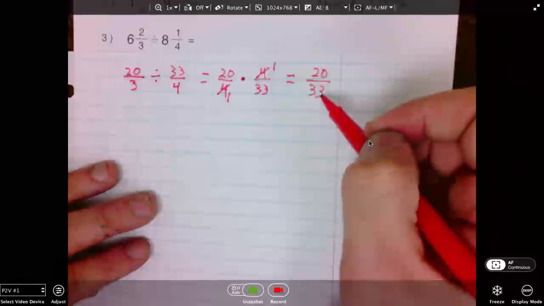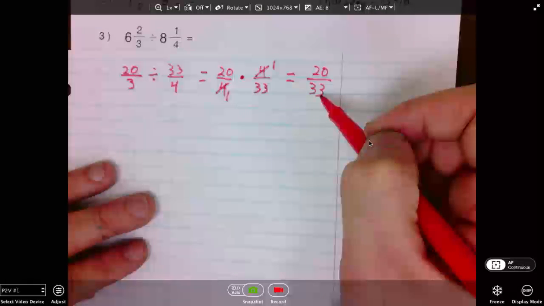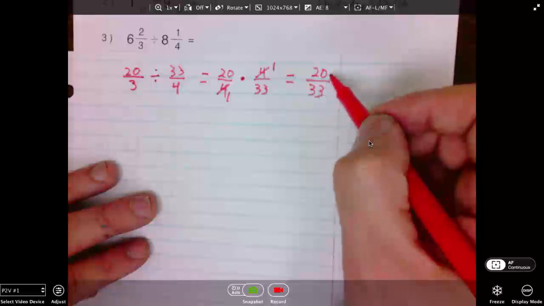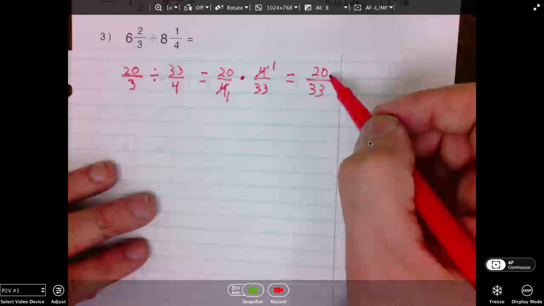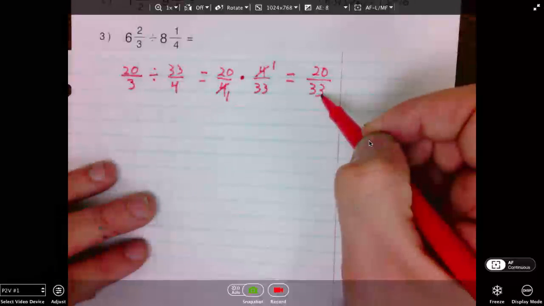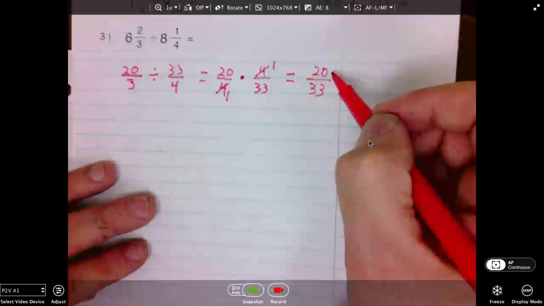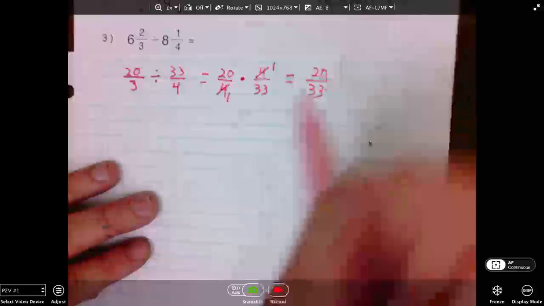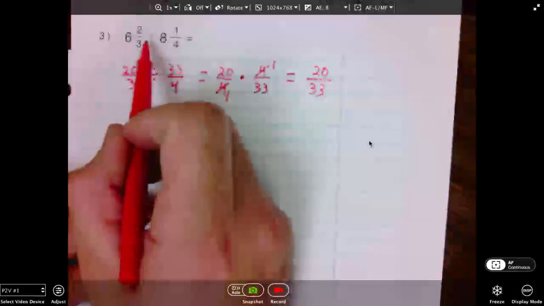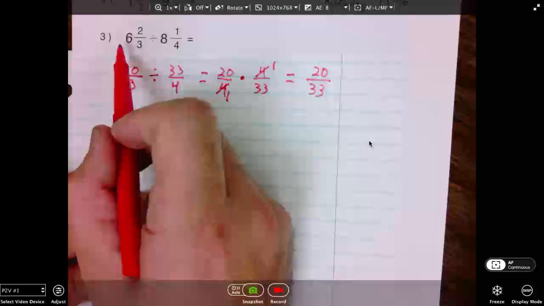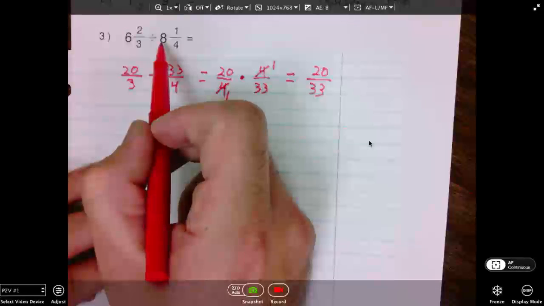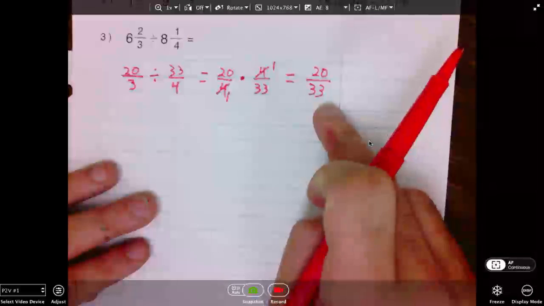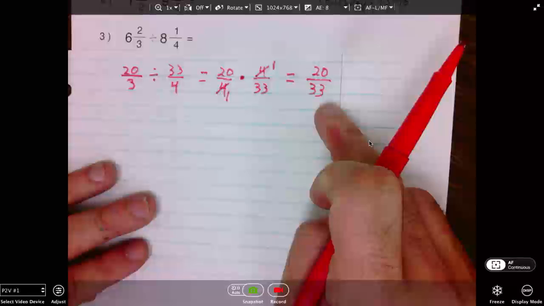20 over 33 is a little less than 1. It's more than a half, but it's less than 1. How do I know it's less than 1? Because when the denominator is larger than the numerator, the fraction is less than 1. How do I know it's more than 1/2? Well, half of 33 is 16 1/2, and 20 is greater than that. So this number is somewhere between 1/2 and 1. Is it reasonable? Well, our initial problem was 6 2/3 divided by 8 1/4. Simply dividing 6 by 8 is 3 over 4, which is also between 1/2 and 1. So 20 over 33 appears to be a reasonable answer.